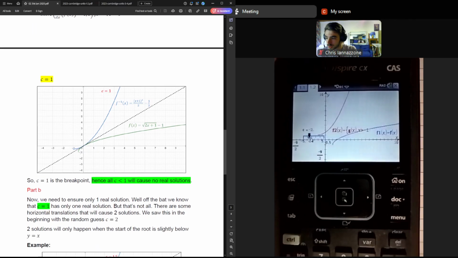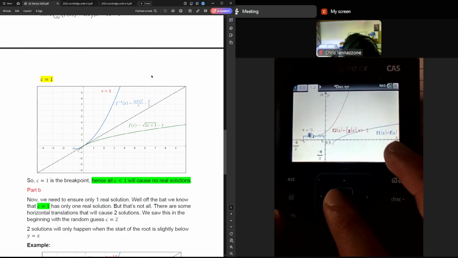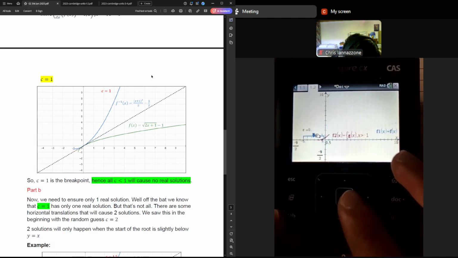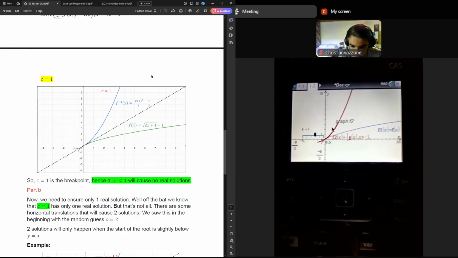And sure enough, if you were to sub in c equals 1, you can see that they are tangent. They are barely touching at that spot. If we do that on the CAS, we should see the exact same thing. If we bring it over, c equals 1, you can see they're just brushing up against the side of themselves.